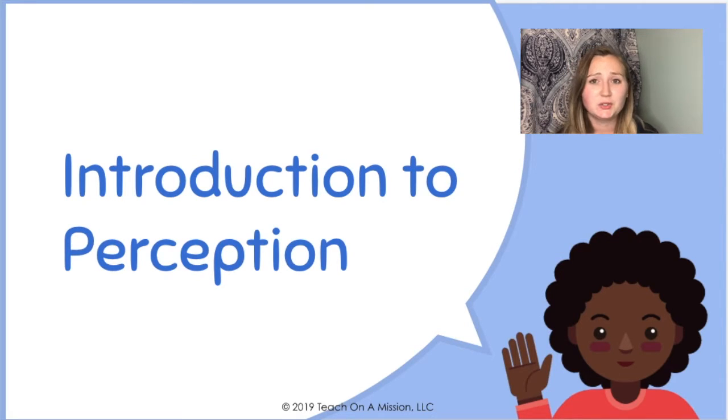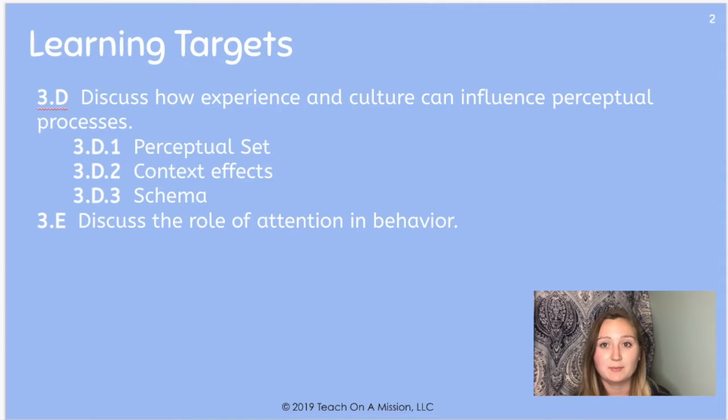So we're talking about the intro to perception. The last lesson we talked about sensation, which was the stimuli that we were picking up with our five senses, right? Our sight, our hearing, our touch, our taste, and our smell. Today, we're going to be talking about the different ways that our brain organizes that information into something that means something to us, right? Okay, so our learning targets for today, we only have two. We're going to discuss how our experiences and our culture can influence those perceptions and those processes, right? And then we're going to discuss the role of attention in behavior.